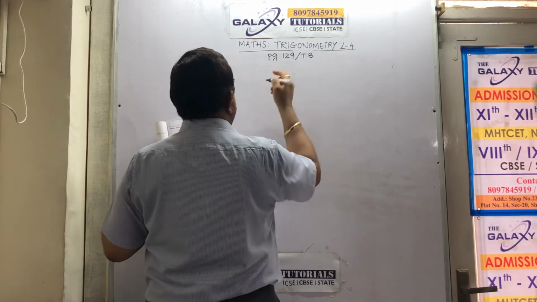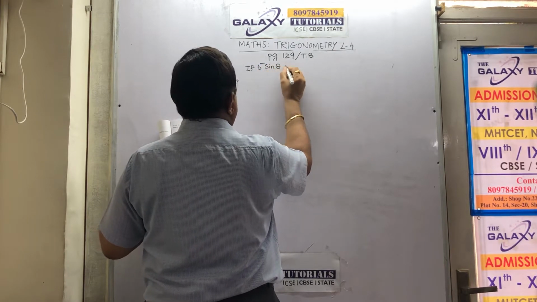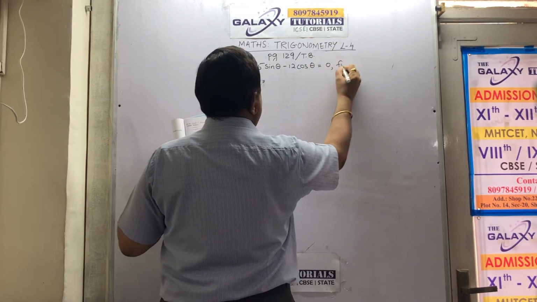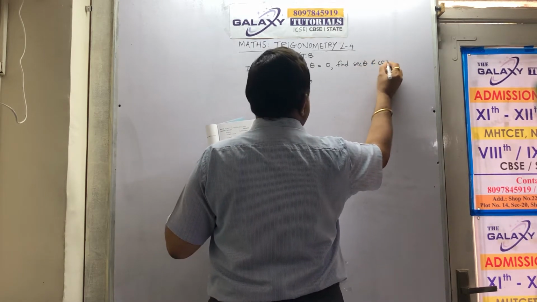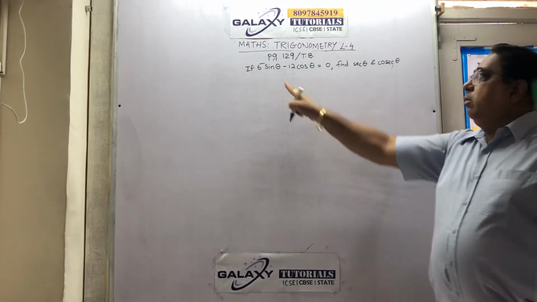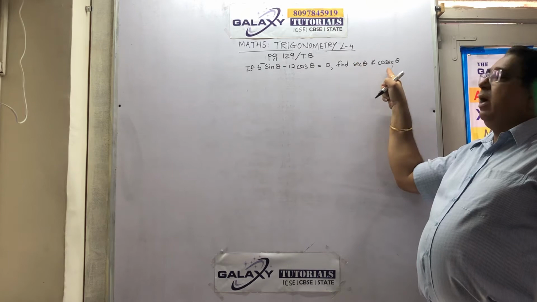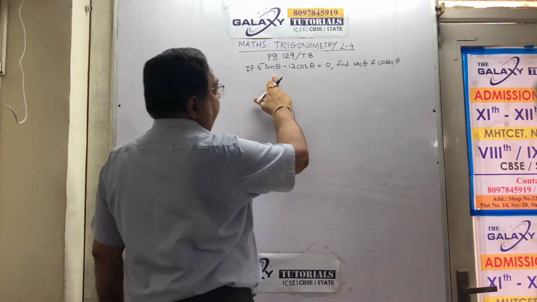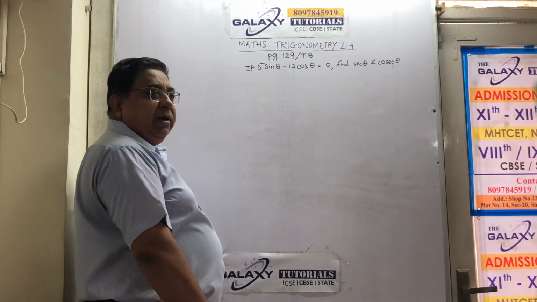Now, again on page 129 only, they have given: if 5 sine theta minus 12 cos theta is equal to 0, find the values of sec theta and cosec theta. This is what is given in the sum. How to do the sum? First, have they given me the value of sine theta? No. Have they given me the value of cot theta? No. Then how will I start using my identities?